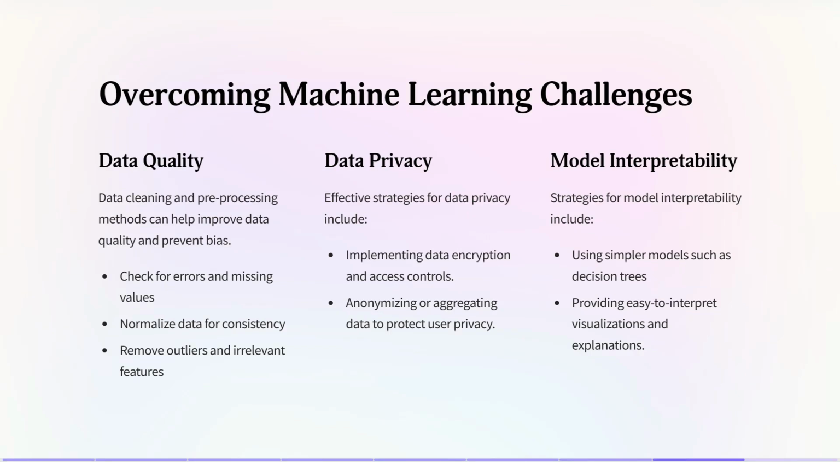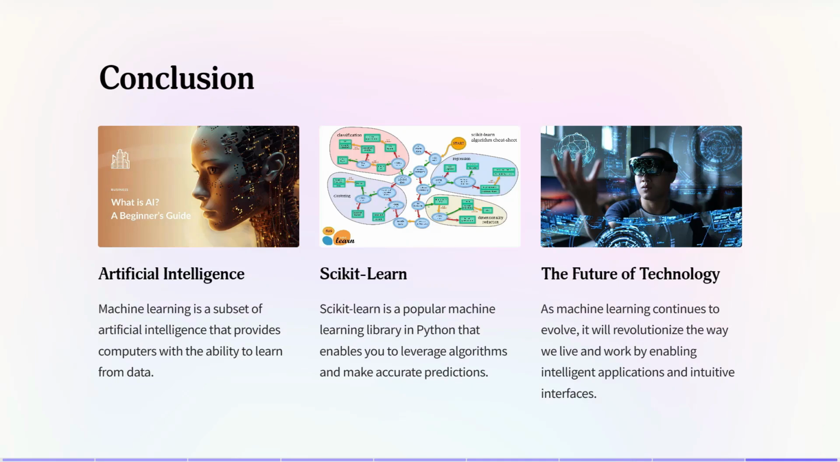Overcoming these challenges: data quality and pre-processing methods can improve the data quality, and we can also check for errors and missing values, normalize data for consistency, and remove the outliers. We can also use some data that is not available to the public. You can get this data from your local hospitals or places like that. For model interpretability, use simple models such as decision trees and random forest. Do not go for clustering methods, which require much more resources.